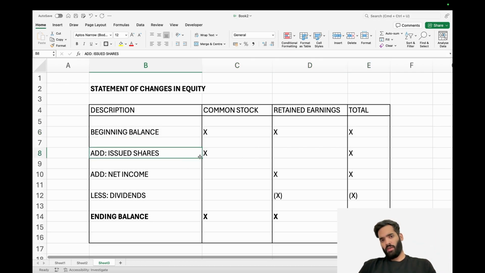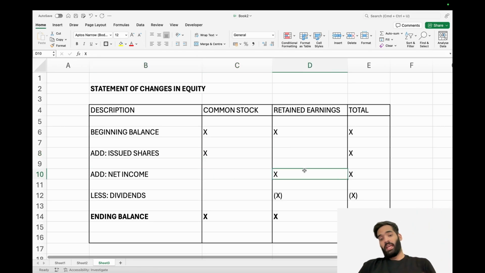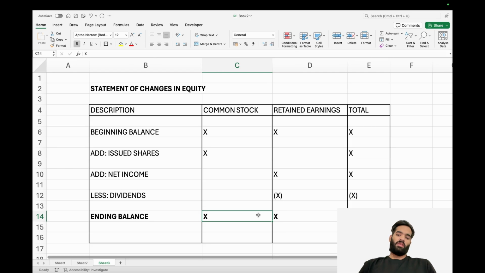So if you issue shares, of course, common stock account will increase. And if you make a profit, then retained earning accounts will increase, because we said retained earning contains the profits of the company that it hasn't paid out to the owners. And then when you pay some of that money out to the owners as dividends, you subtract that money from the retained earnings to find the final balance of that account.